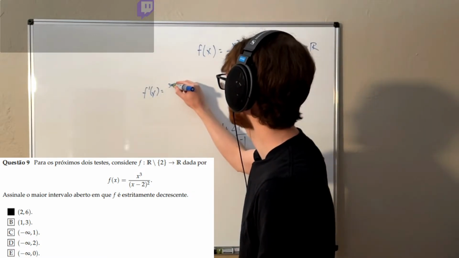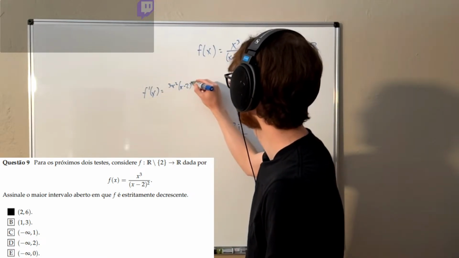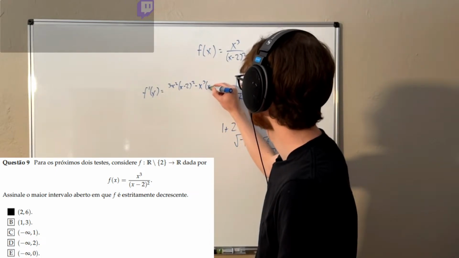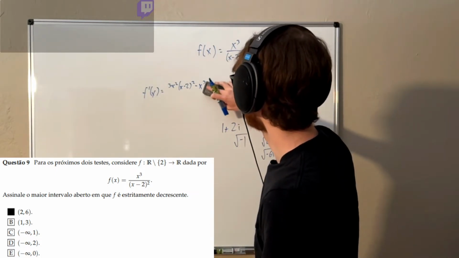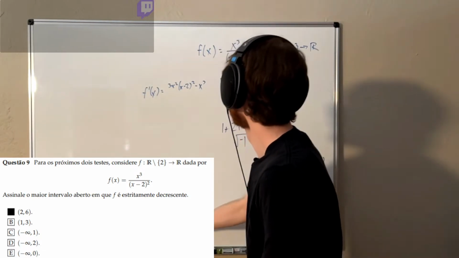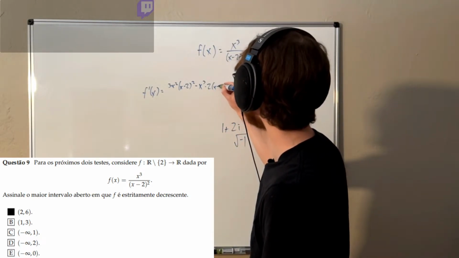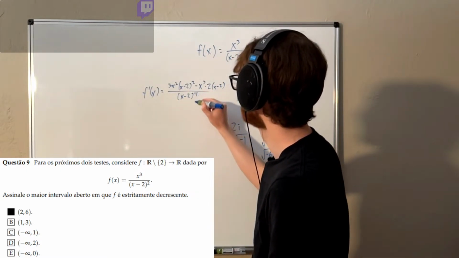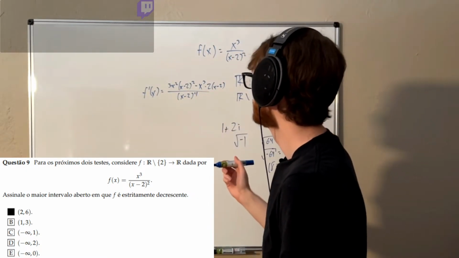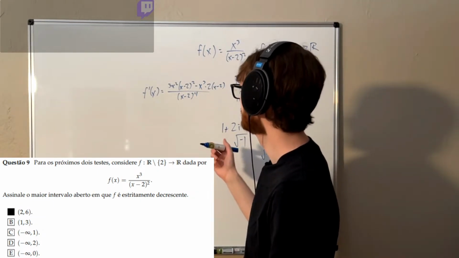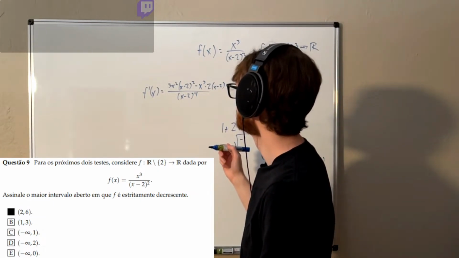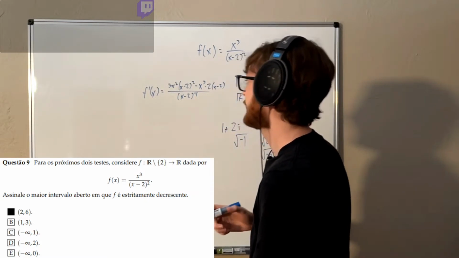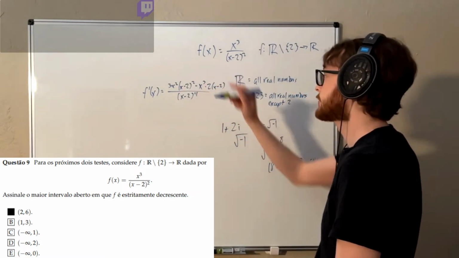So it's 3x squared times x minus 2 squared minus, oops, the original numerator times the derivative of the denominator, times 2x minus 2, over the denominator squared. And we're interested in where this thing is less than 0, because if the derivative is negative, the original function is decreasing.